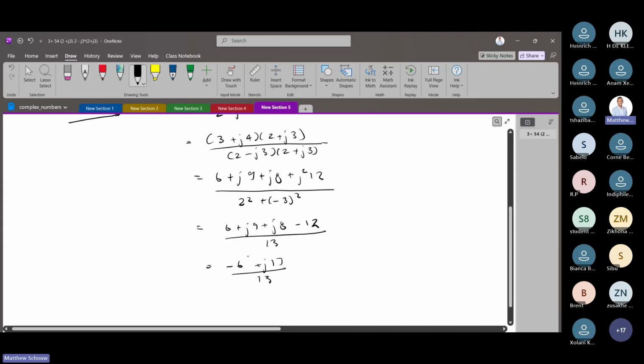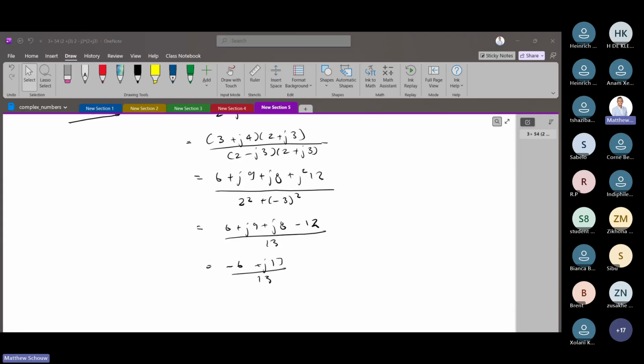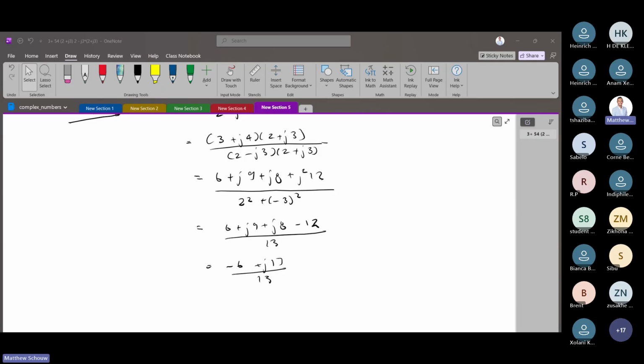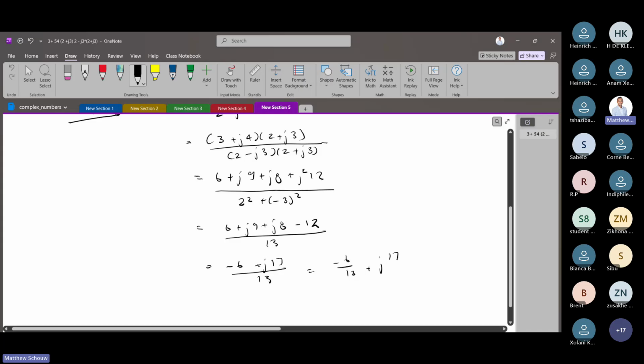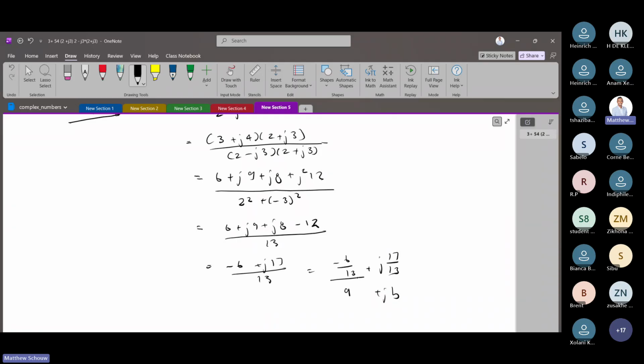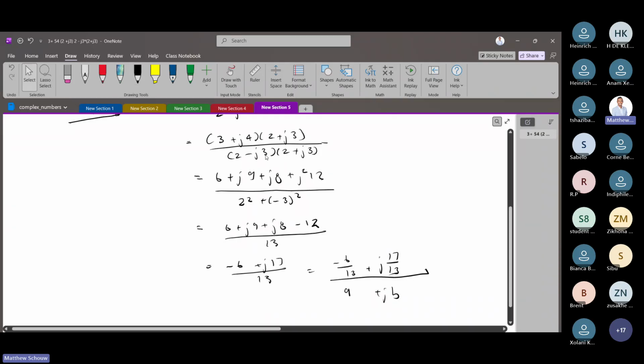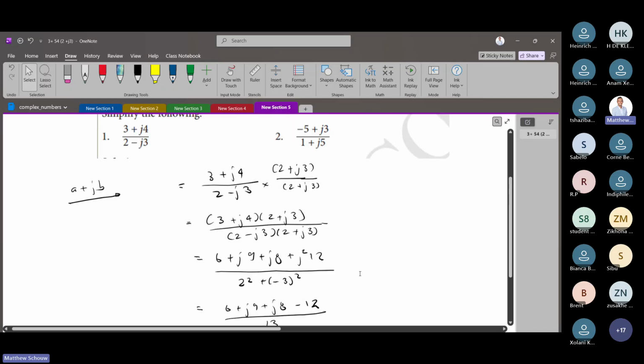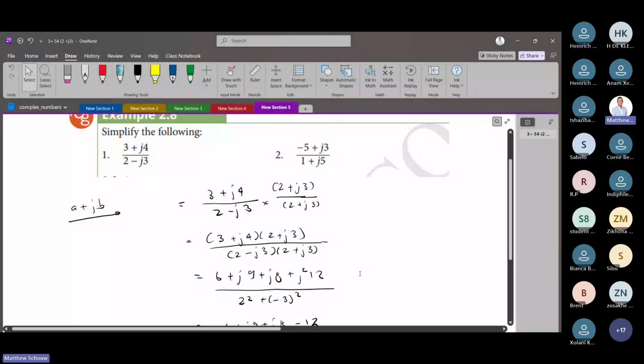As you can see, we come into that standard form now. Then in the end, it's simply going to be negative 6 over 13 plus j17 over 13. Then we've got our a plus jb. And once you get here, you are done. A lot of students will stop at some point, but you want to express the final form of a division as this. Are there any questions with this one before you do number 2?